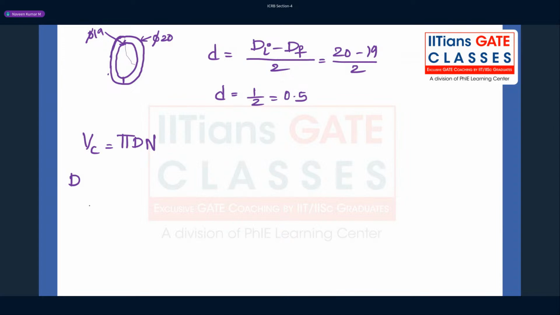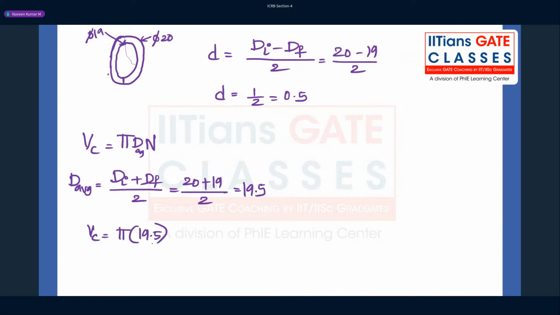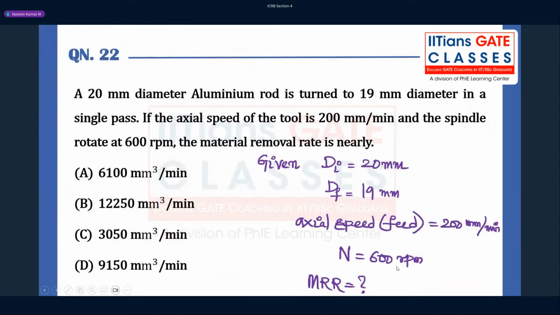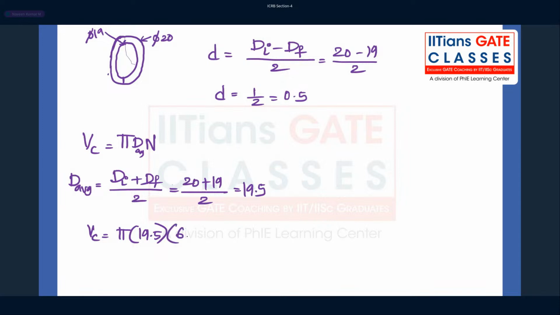I cannot take 20, because the cutting velocity will have one value, and if you take 19 the cutting velocity will come down, but the operation is happening throughout. So I'll take D average is equal to D initial plus D final by 2, which is the best option. That is 20 plus 19 by 2, which is 19.5. V_c is equal to pi into 19.5 into the RPM, 600.